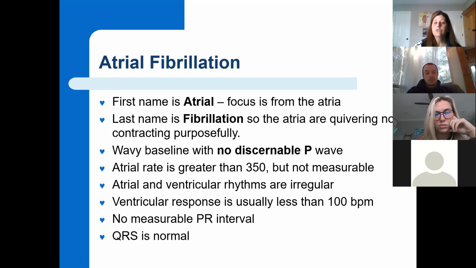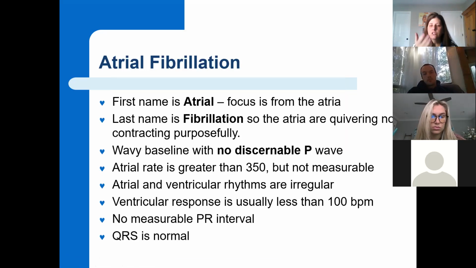Again, no discernible P waves, okay? So the atria in this sense are kind of just like twitching or quivering and shaking. They're not squeezing. They're not doing what they need to do. They're just kind of quivering. So they're beating out of sequence with the ventricles.